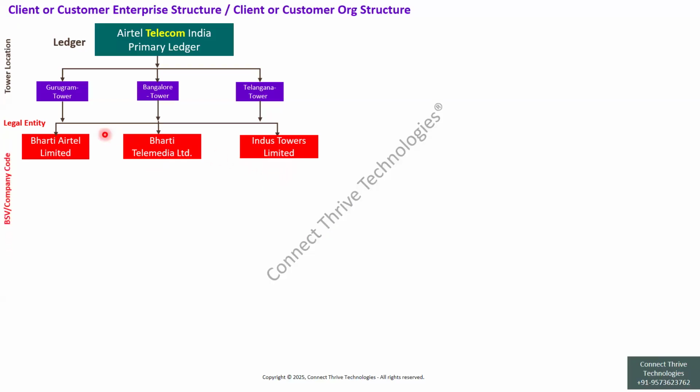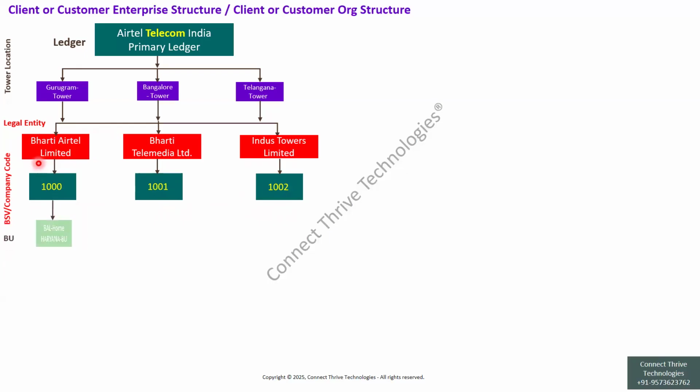Next, to book these individual legal entities in our books, we propose company codes: 1000 for Bharti Airtel Limited, 1001 for Bharti Telemedia Limited, and 1002 for Indo Towers Limited. Associated with each LE, we again created a business unit. If you see PAL means Bharti Airtel Limited, home Haryana BA. It's there in the Gurgaon location, this tower. That is the reason why I chose this name.